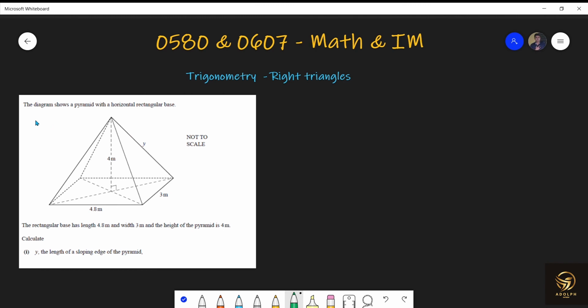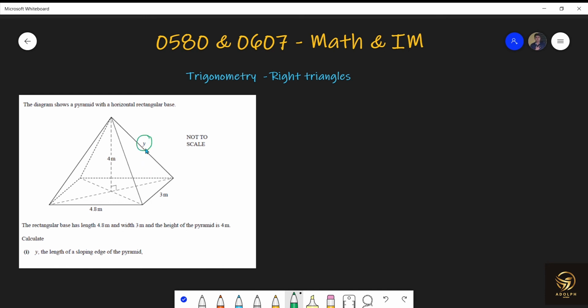Next, let's start solving this problem. The diagram shows a pyramid with a horizontal rectangular base. So the base is a rectangle. The rectangular base has a length of 4.8 meters and a width of 3 meters. And the height of the pyramid is 4 meters, as mentioned here. Calculate y, the length of the sloping edge of the pyramid. So we have to find this value.